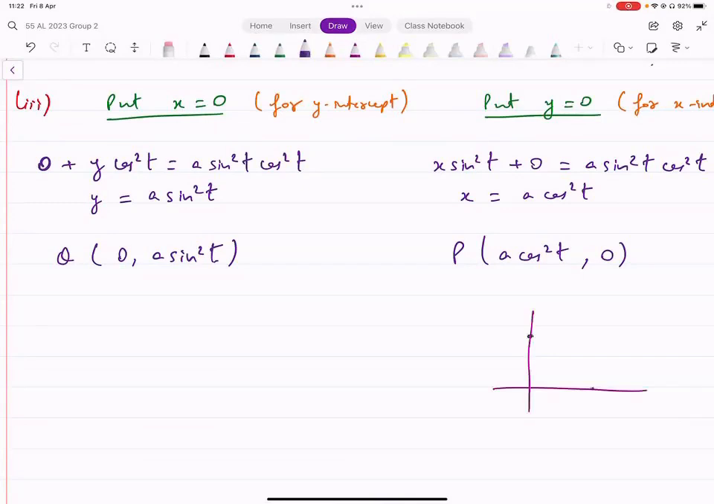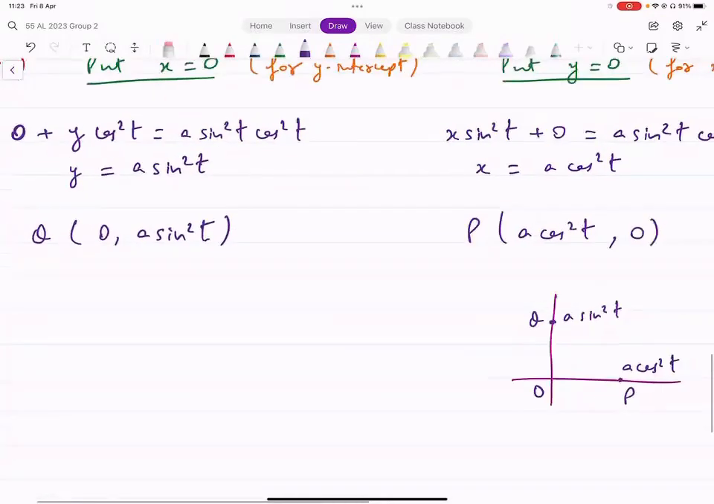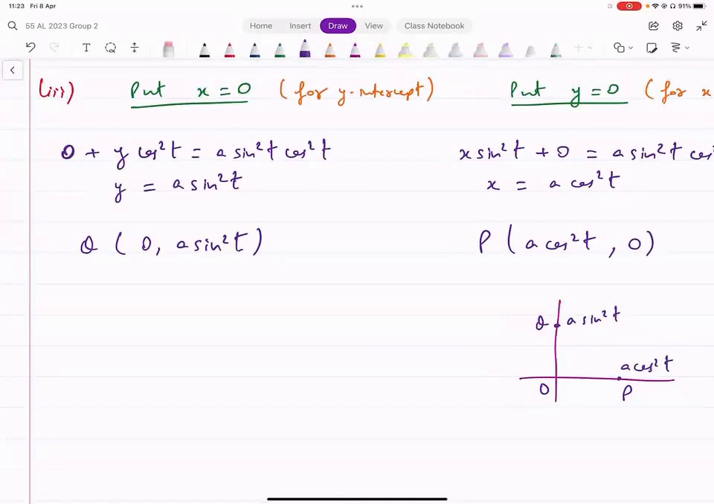Yes, आपको distance formula लगाने की यहाँ पे जरूरत नहीं है, क्योंकि these are just horizontal and vertical distances. This point is P, this point is Q. Q का coordinate क्या है? A sin square T. P का coordinate क्या है यहाँ पे? A cos square T. If you want, you can apply the distance formulas for OP and OQ separately. लेकिन देखिए horizontal distance है और vertical distance है, आपको distance formula की जरूरत नहीं है, आपको directly नजर आ रहा है ग्राफ से OP की वैल्यू क्या होगी और Q की वैल्यू क्या होगी.